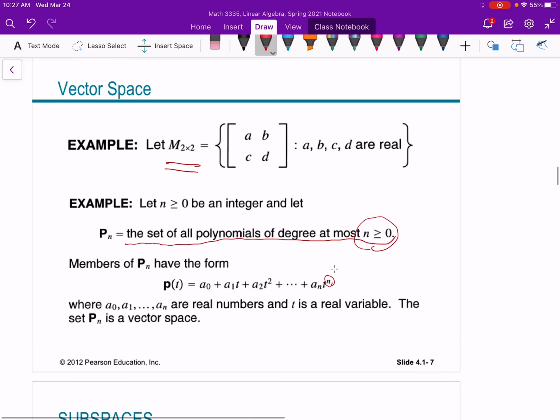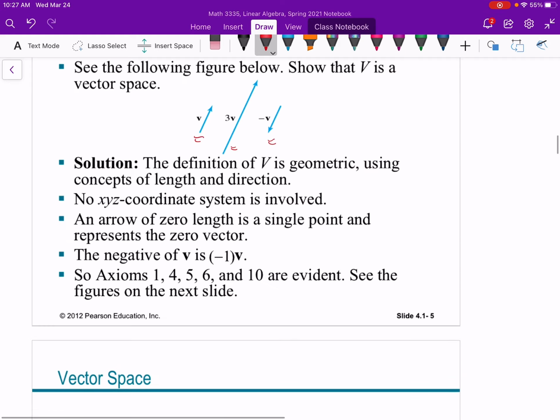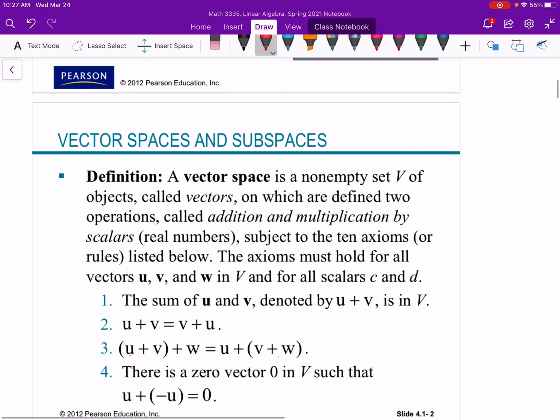So these are, in the traditional sense, sets called vector spaces. Remember, a vector space is not just a collection of elements. A vector space is a collection of elements plus two operations, addition and multiplication.